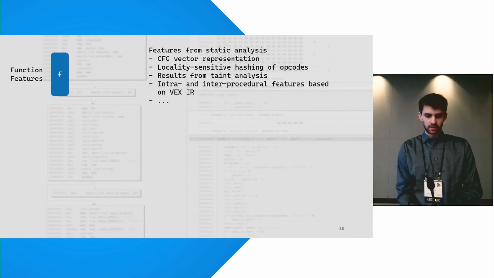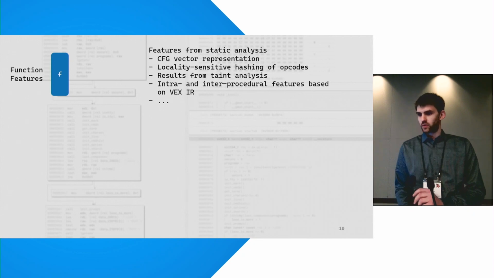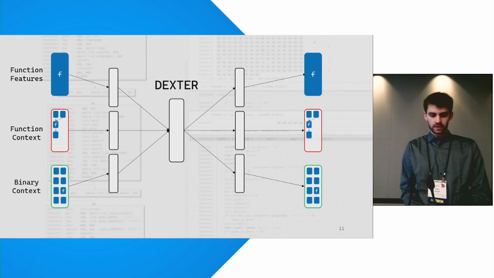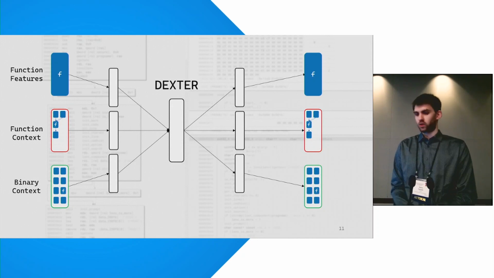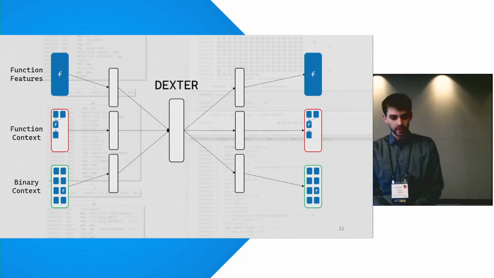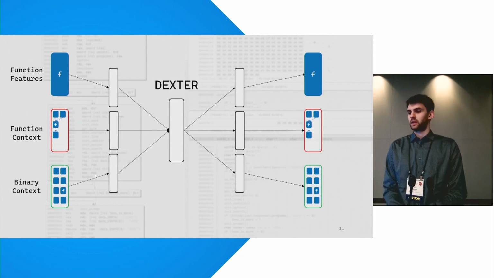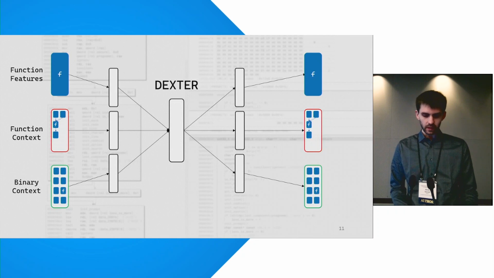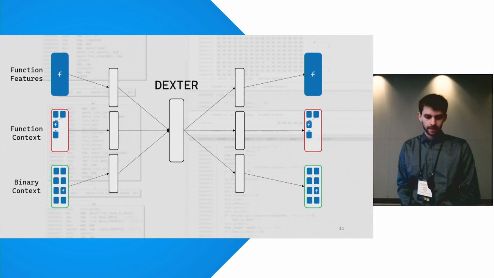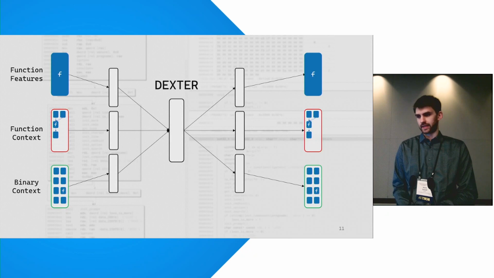This list is, of course, not exhaustive. There are many more, and you can find the full list in our paper. So for the function context, we are considering the callers and callees from the function call graph and average all of their function feature vectors into the function context vector. For the binary context, we are averaging the function features of all the functions in the given binary. We implemented an autoencoder architecture after concatenating all three parts, and we get our embedding Dexter as the result in the bottleneck layer, as you can see in the middle.